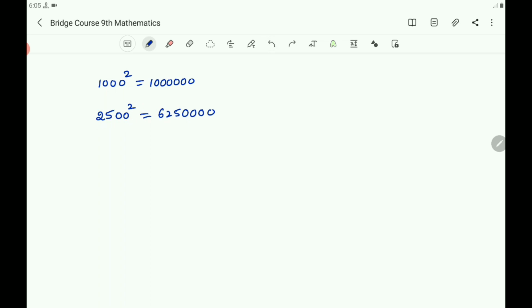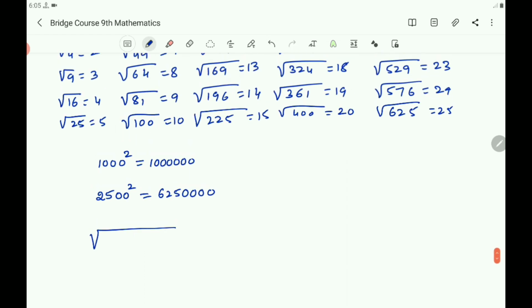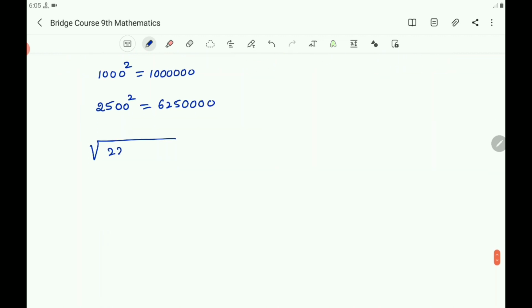Similarly, while finding the square root also, if you take any one example, now you take the square root of 25,50,000. Here you know the square root of 225. What is the square root of 225? 15. Then 1, 2, 3, 4 zeros are there. So you take in the square root, you take 2 zeros only. So here half of the zeros you have to take in the square root, and double of the zeros you have to take while writing the square number.